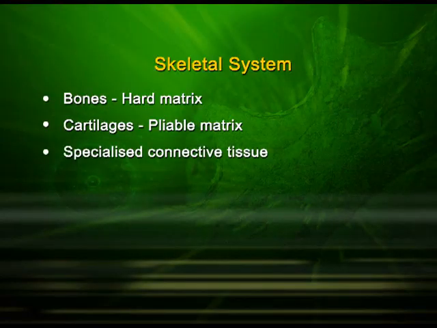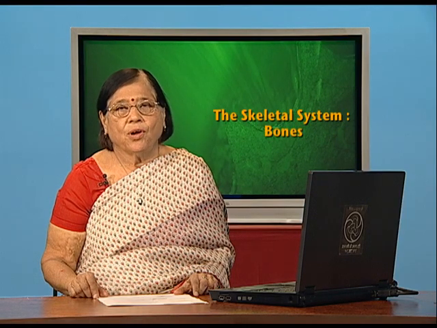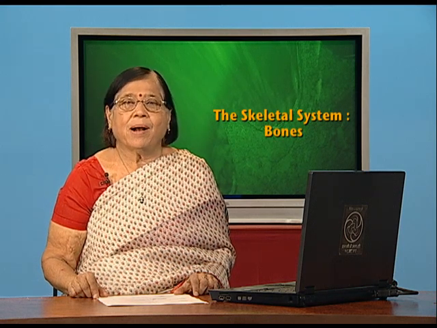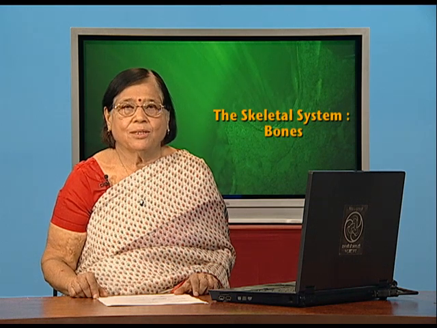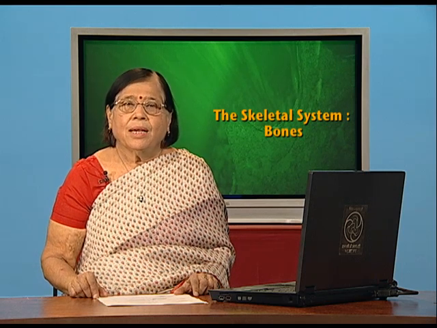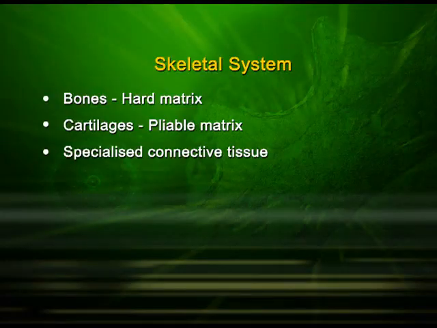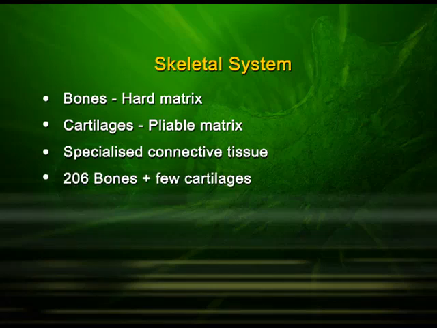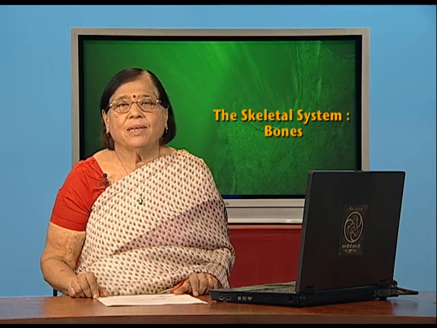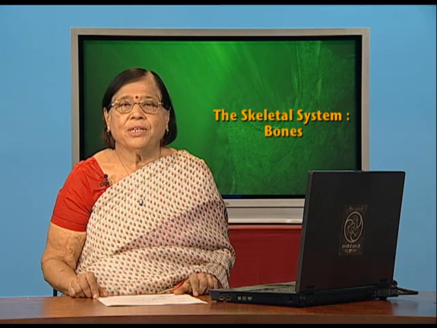We know that bones are a specialized connective tissue. What is connective tissue? We all know. Any tissue which connects each and every part of the body, like blood is also connective tissue, bone is also a connective tissue. We, the humans, have total of 206 bones in our body. From the day you are born, you have 206 bones, and the smallest one is stapes, which we already know.